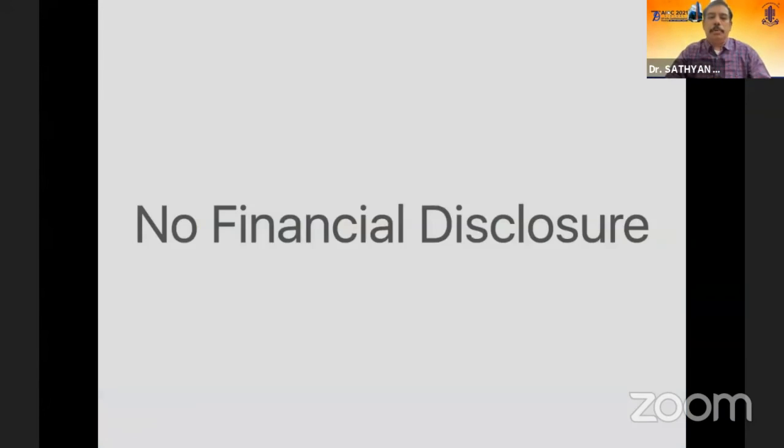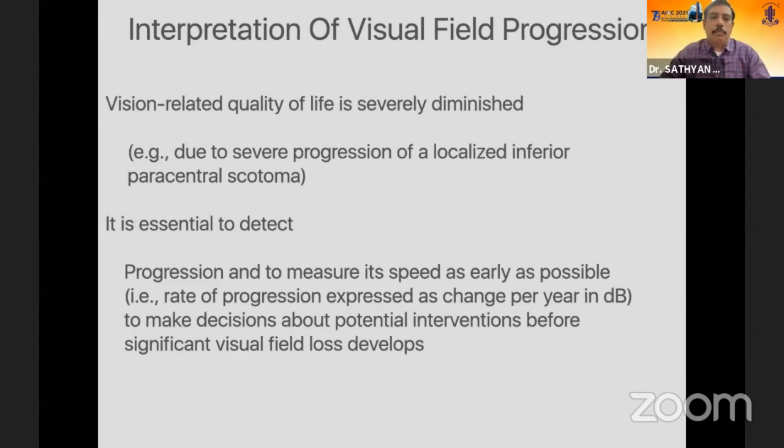Assessment of visual field progression makes sense to understand the vision-related quality of life for that particular patient. It is also essential to detect the progression, to understand the speed of the progression which is going on for the patient, and for us to make some changes in our management strategy.